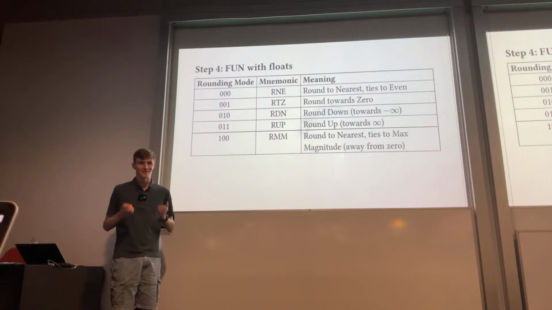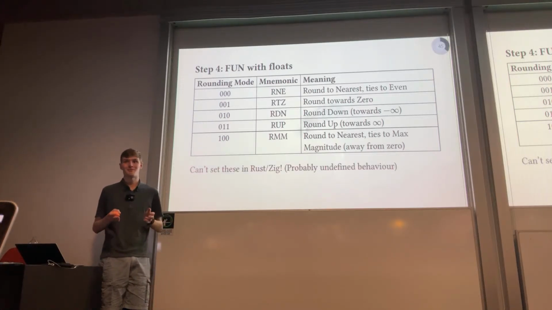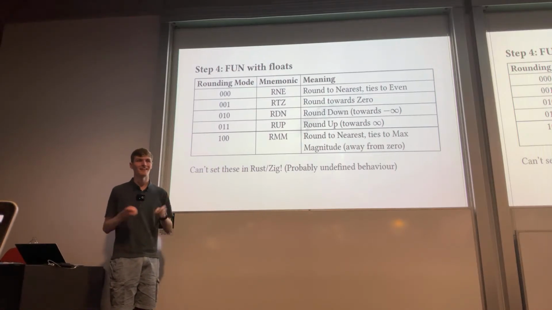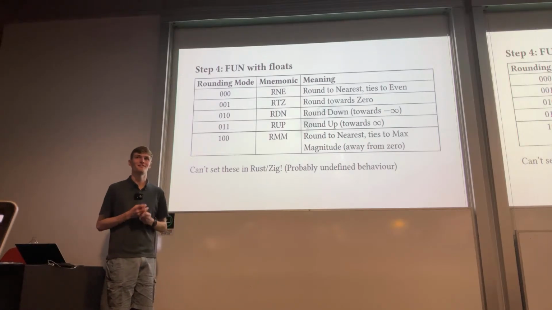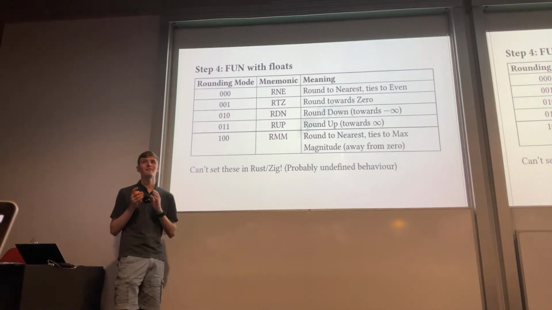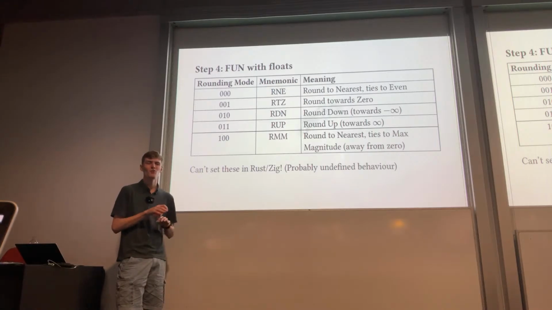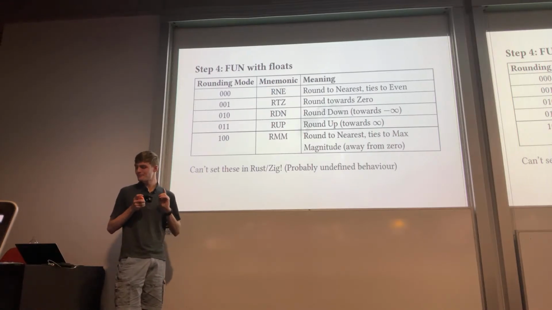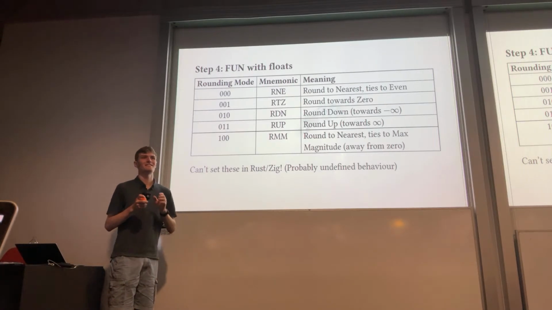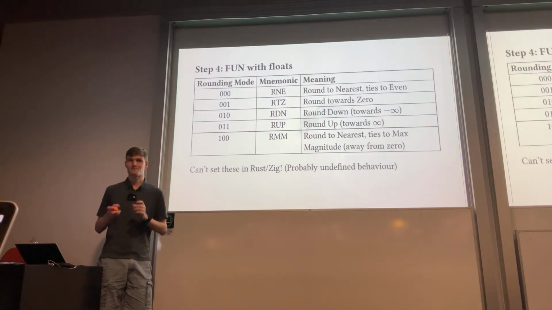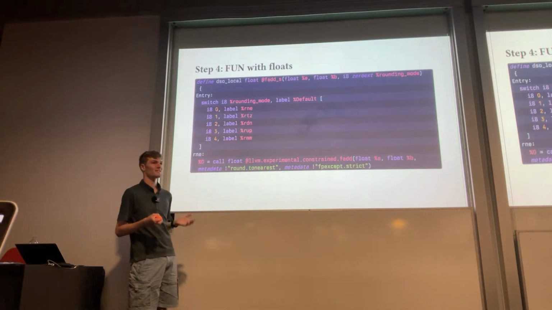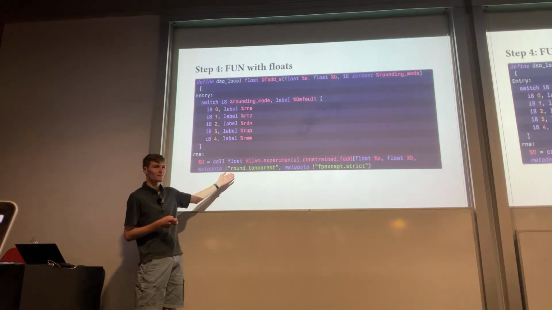But that's the problem. We can't set these in high-level languages like Rust or Zig, or even technically C. It's probably undefined behavior, and we generally don't want undefined behavior in your code. So we have to step one level lower. Not quite to assembly just yet, but instead to LLVM IR, because LLVM has these intrinsics which are marked as experimental, but they supposedly let us add 2 floats with a specific rounding mode.